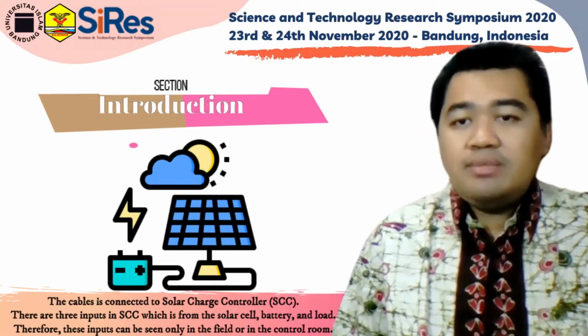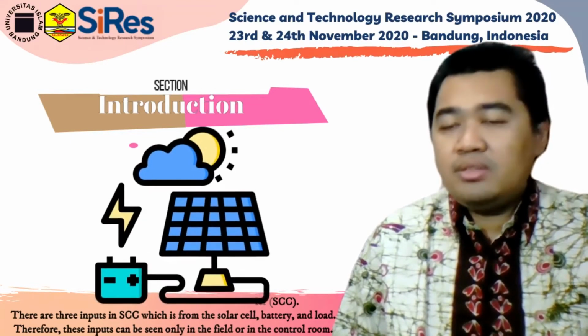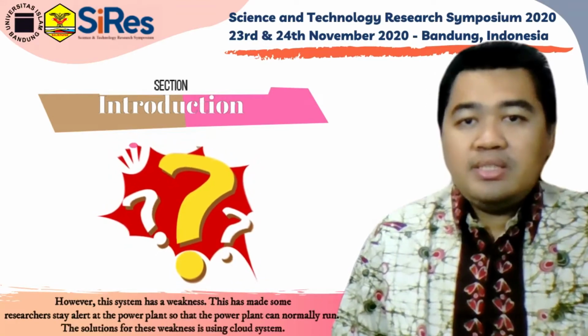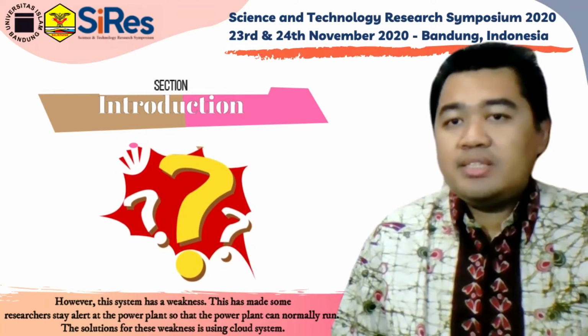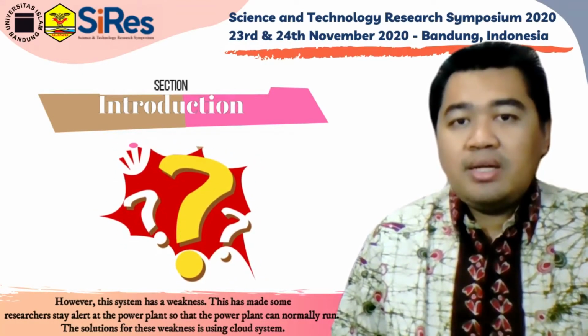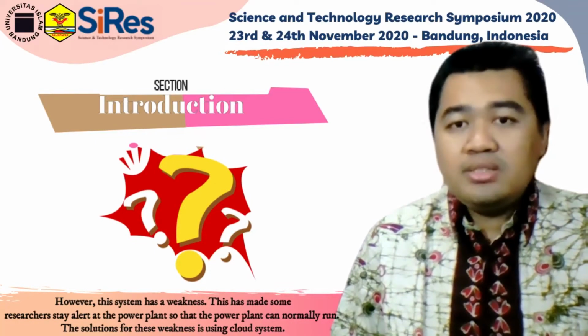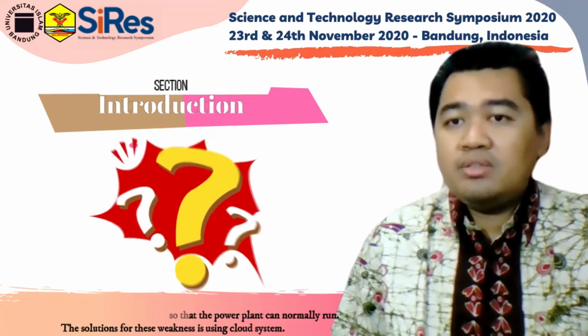Therefore, these inputs can be seen only in the field or in the control room. This is the problem. However, the system has a weakness. This has made some researchers take alert at the power plant so that the power plant can run normally. The solution for this weakness is using a cloud system.